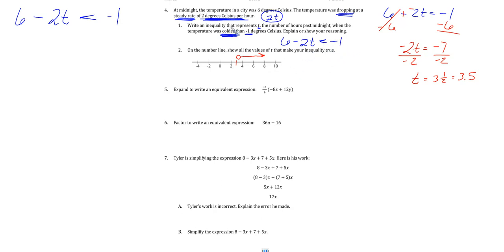0 doesn't make this work. If I put 0 in t's place, that makes that term go away, and it's saying that 6 is less than -1. That's not true. So I don't want to shade towards 0. That wouldn't make any sense. I shade away, with an open circle, because we want it colder, not equal to -1. So that's number 4 for you.